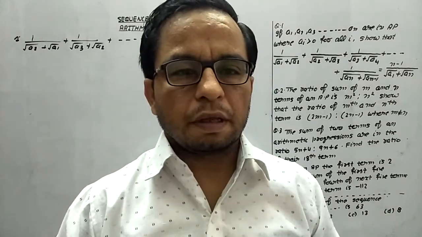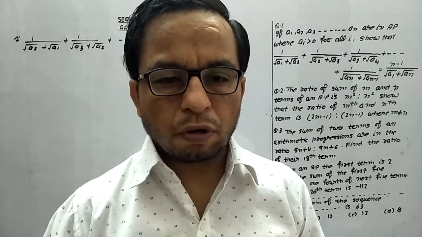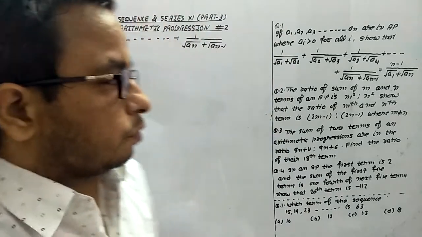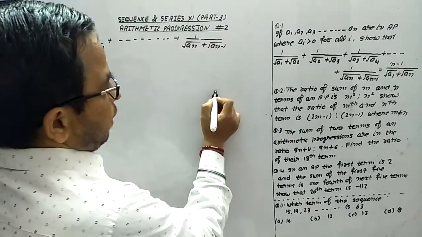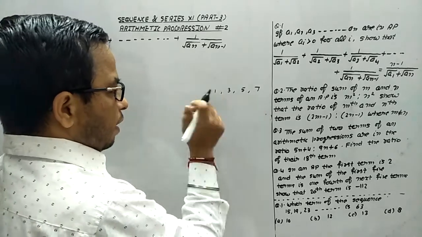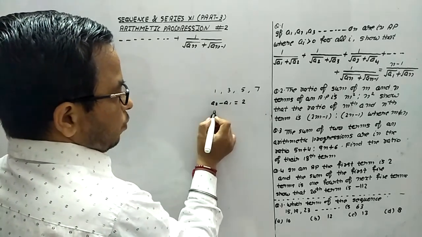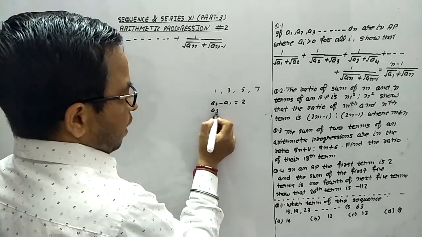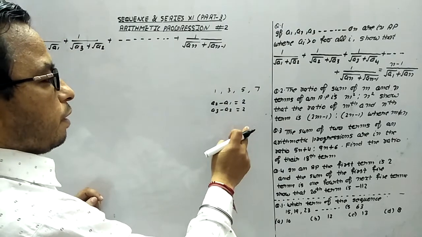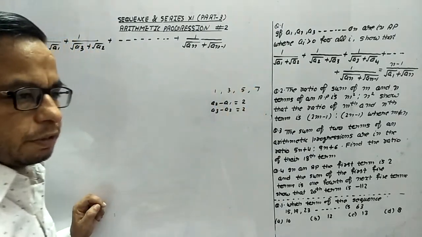Hello everyone. In this part 3 of the sequencing series, I'll let you know how we have to solve the questions related to arithmetic progression. You know very well, if we have any sequence 1, 3, 5, 7, then this is an AP. Why? Because the succeeding minus previous term, here and here also, A3 minus A2, is 2, which is constant. That's why this sequence is an arithmetic progression.